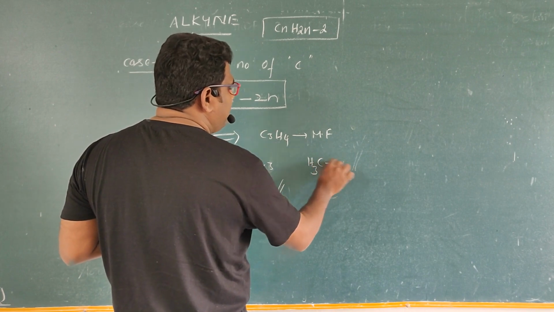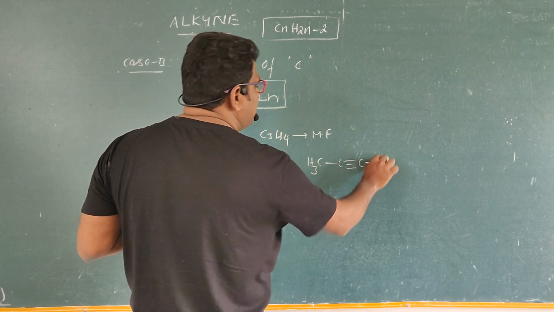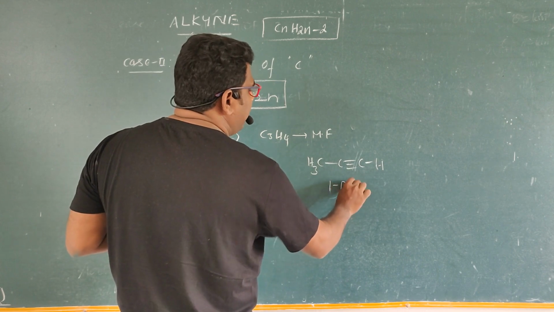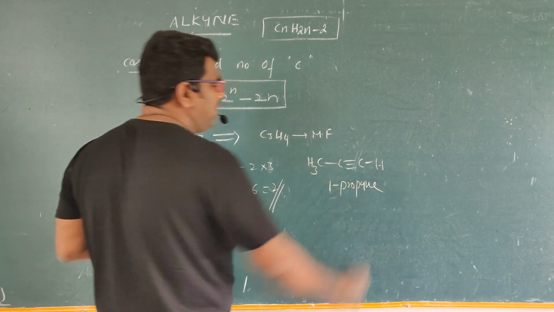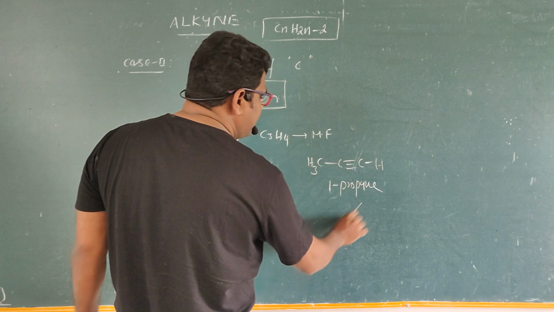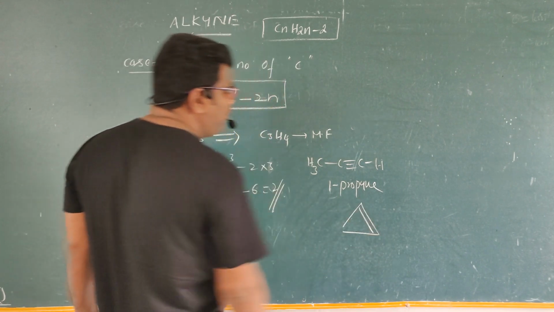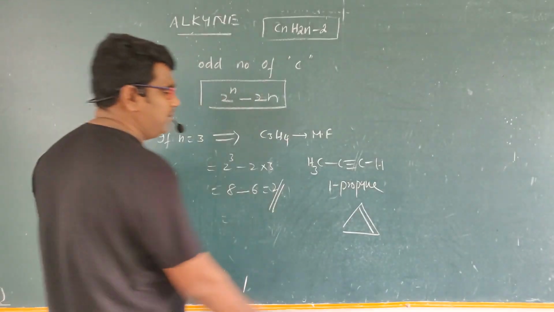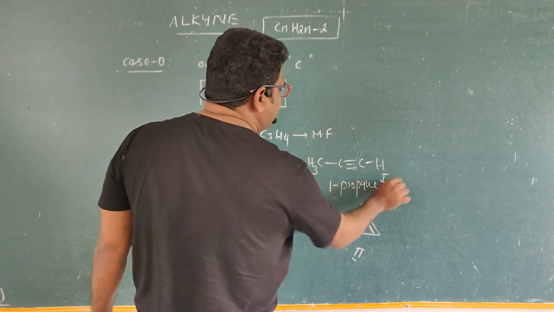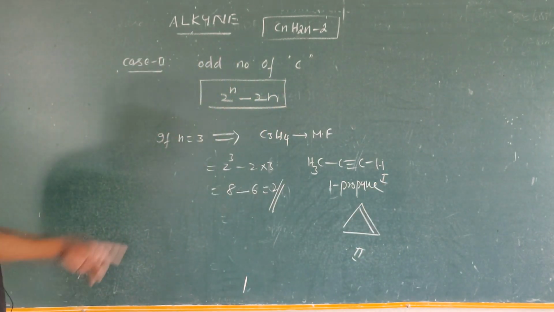One is CH3 C triple bond CH. This is 1-propyne, 1-propyne is the answer. And another one is cyclopropene, the second isomer. This is the second isomer, this is the first isomer, if n is equal to 3.